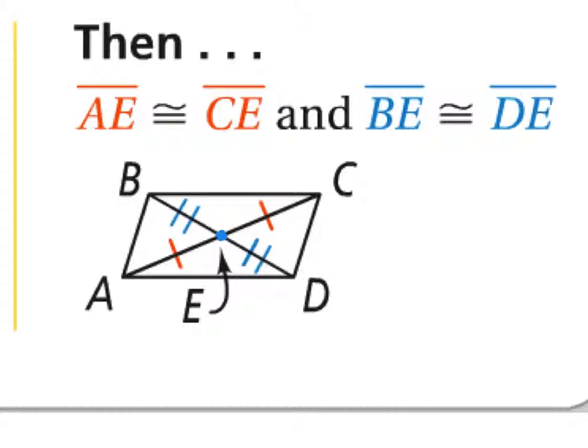Okay? Now, is it telling me that all four of those small segments are congruent? No. It means each diagonal is being cut in half.